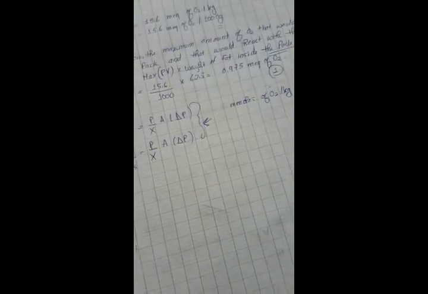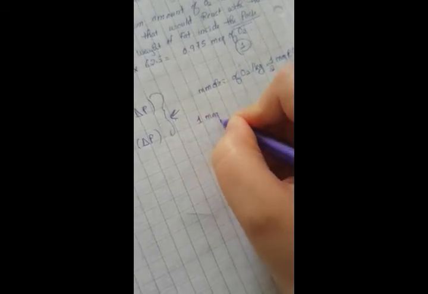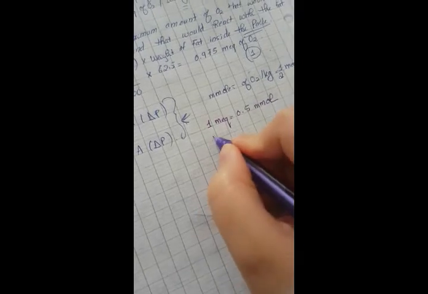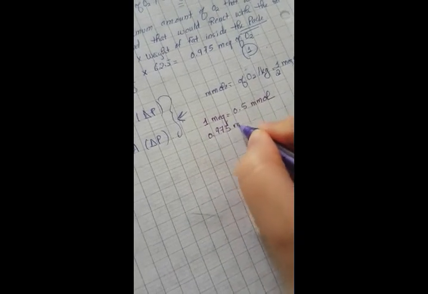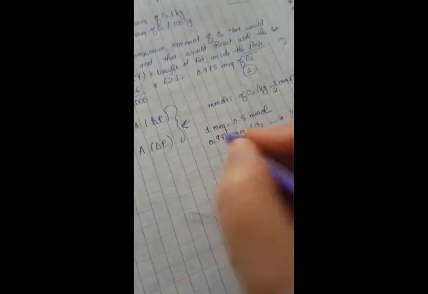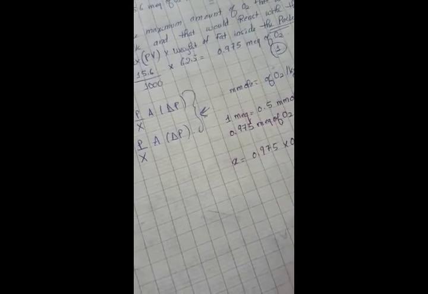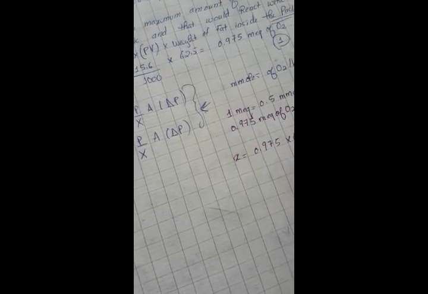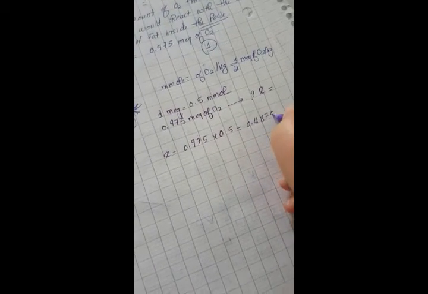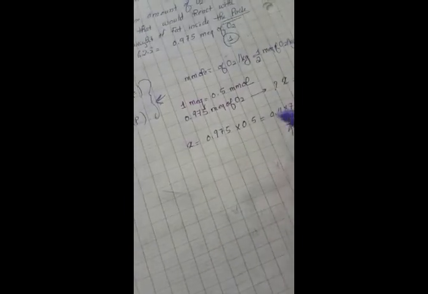Let me say it otherwise. 1 milli equivalent, in other words, equals 0.5 millimole. Over here I have 0.975 milli equivalents of oxygen. How many millimoles would it be? X. X would be equal to 0.975 times 0.5. Therefore, we are dividing it by 2, and we will have a value of 0.4875 millimole.